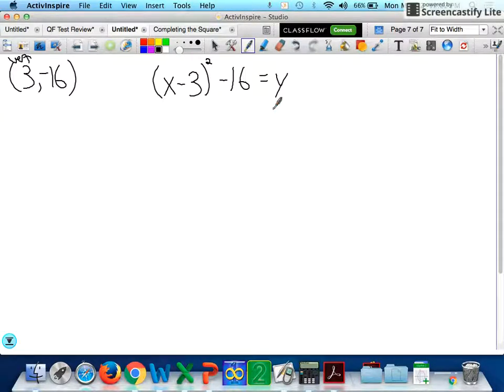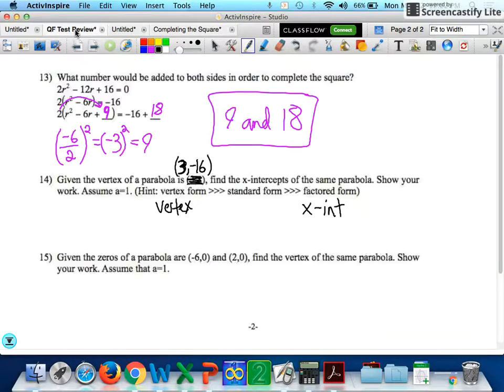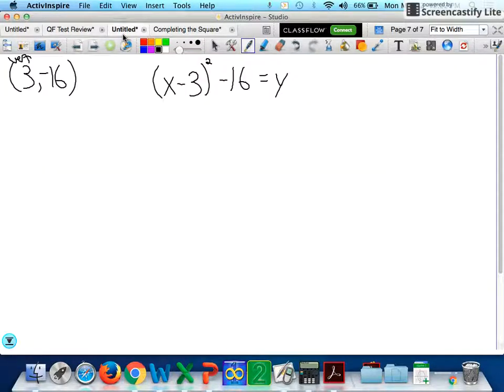And you sit there and wonder, what about that number out front? What about if it opens up or down? I alleviated that worry and just said, hey, make x equal 1. Because if not, that just opens up a whole other can of worms. So before I can get factored form, I need standard form, really. So I've got to put everything back together. I have to take this exponent and work it out, meaning I have x minus 3 times x minus 3. And then my minus 16 hanging out on the end of my y.